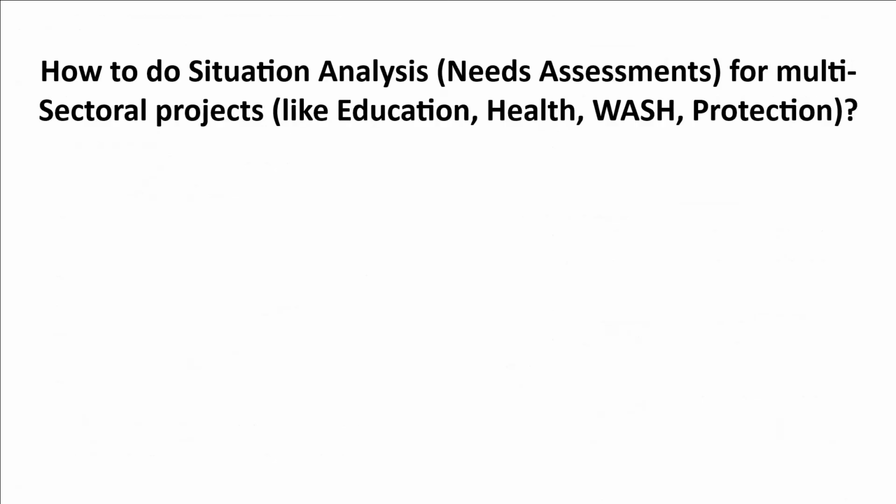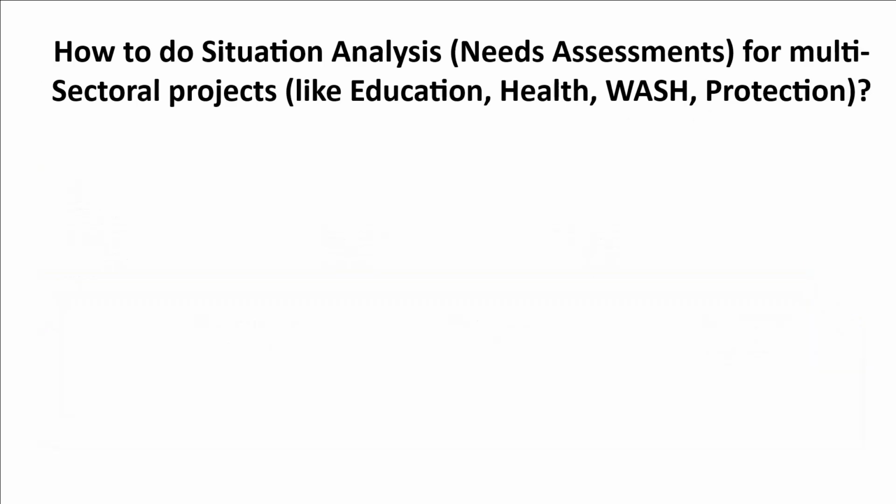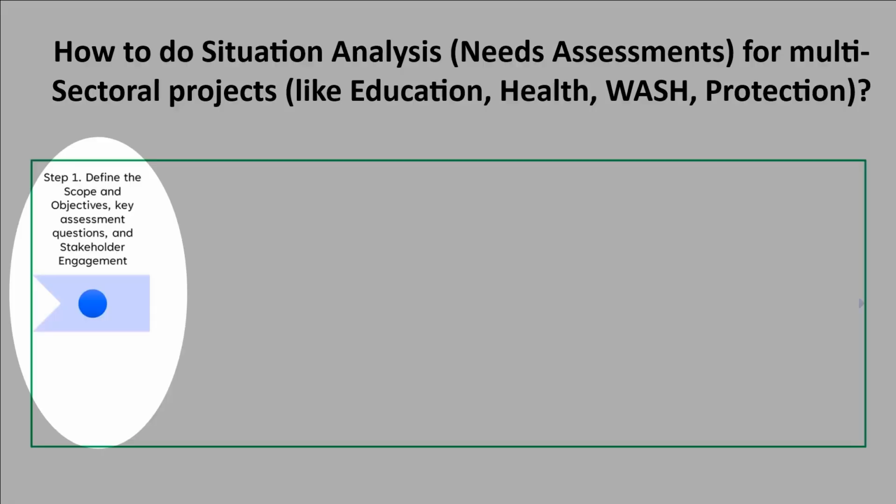How to do situation analysis or needs assessment, and how to conduct it for different projects or multi-sectoral projects, I will share this document also. There are some key steps which I have outlined here in this document. For example, if we are doing a multi-sectoral project like education, health, WASH, and protection, the first step is to define the scope and objectives, which are usually given in the ToRs or the request for proposal.